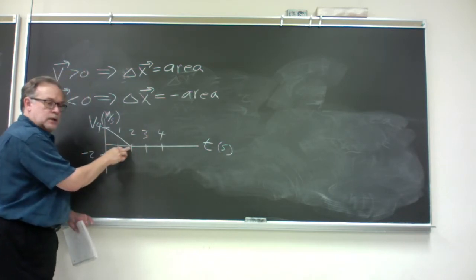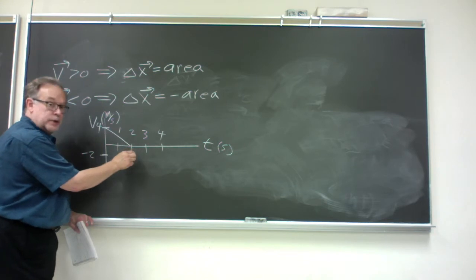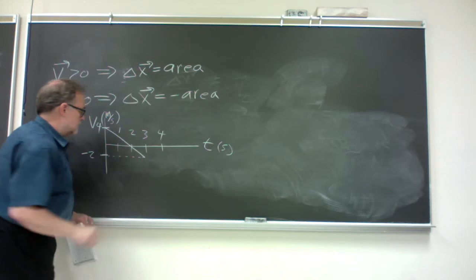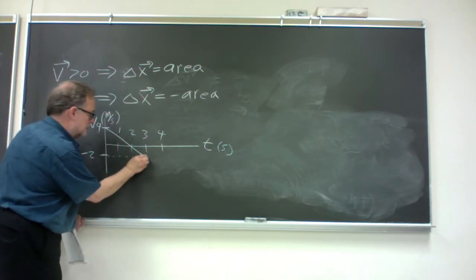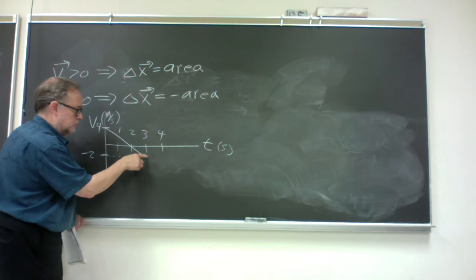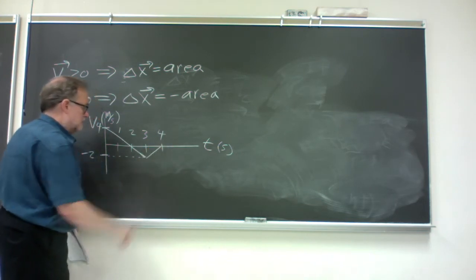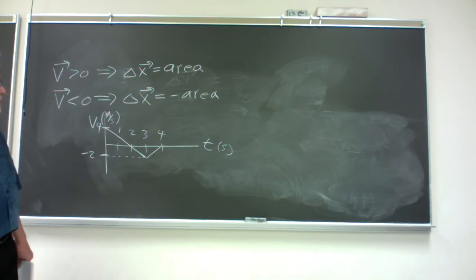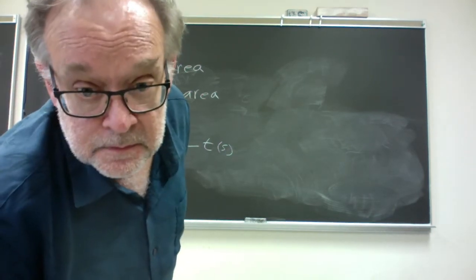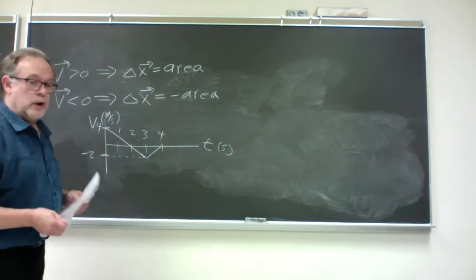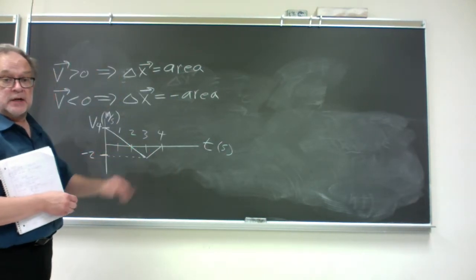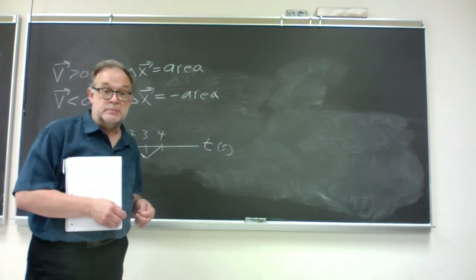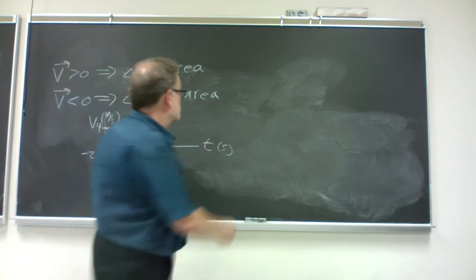And now, continue this line. So now we have negative velocity. And then the negative velocity becomes minus 2 meters per second at the 3-second mark. And then it goes back to 0 at the 4-second mark. So, use the basic principle. The grand total displacement during these 4 seconds is, of course, the displacement that happened during the first 2 seconds plus the displacement that happened during the last 2 seconds.